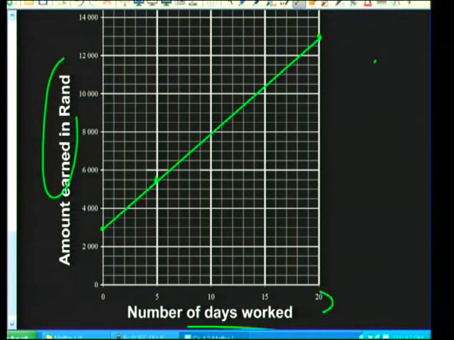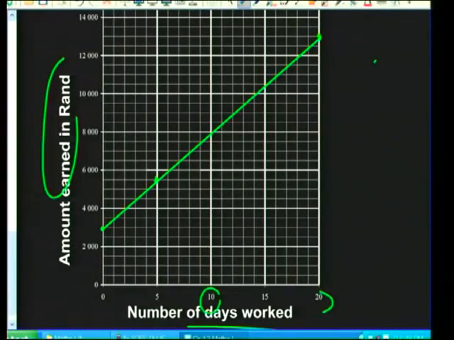Now, by having drawn that straight line, I can read off that graph and read off any sort of weird and wonderful values. So I could say, well, how much is he going to be paid if he works for 10 days? So I'm going to say, all right, well, if he works for 10 days, here's 10 days, he's going to be paid that amount of money, which works out to 8,000 Rand.